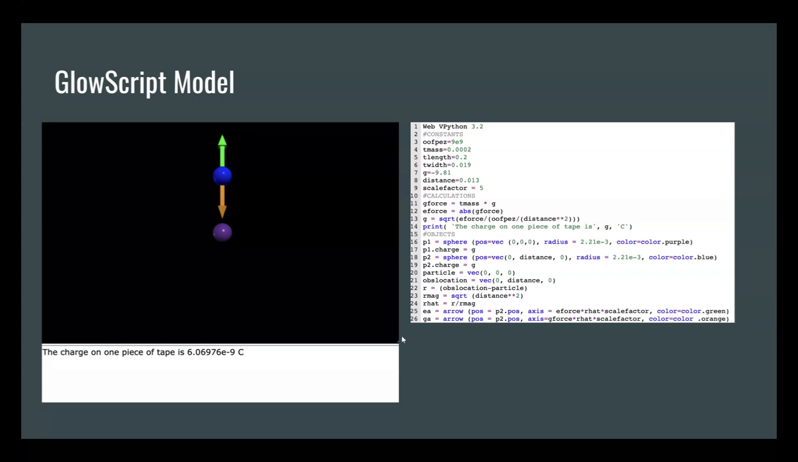Here is our GlowScript model. You can see right here, it's got the charge of one piece of tape being 6.0697 times 10 to the negative 9th coulombs. And here is my GlowScript code for this model.